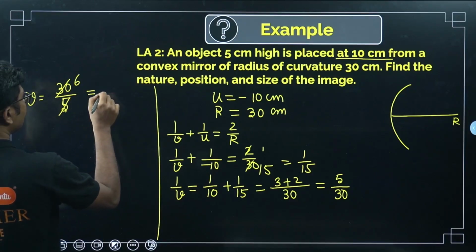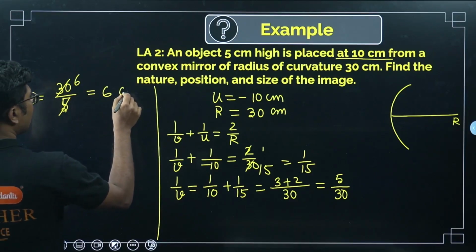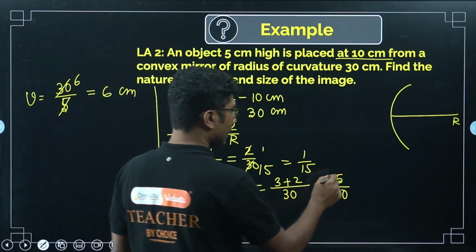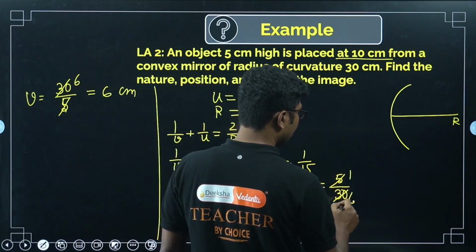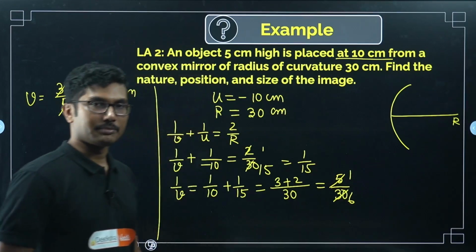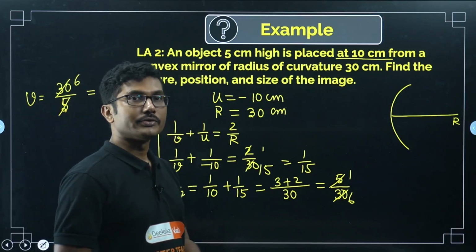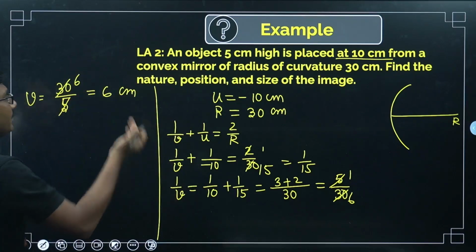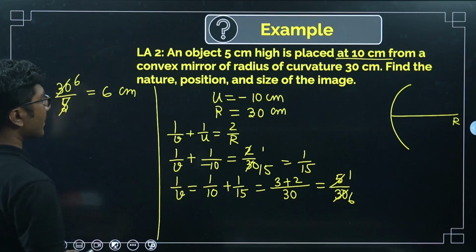Some students, I have seen that they cancel it here, and then they write the answer as 1 by 6 centimeter, which is very, very unfortunate. Okay, so V should be 6 centimeter, right? So you have calculated the V.